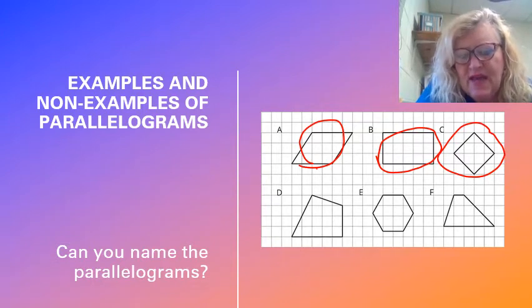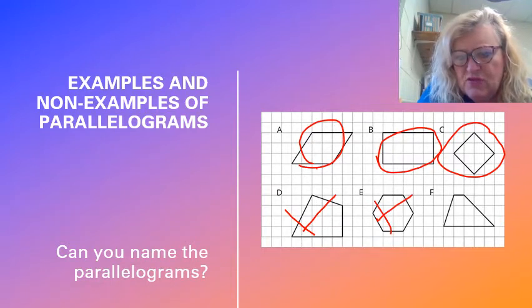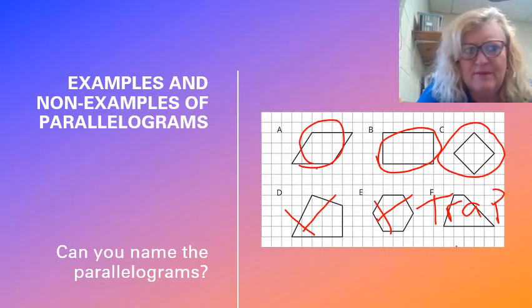Now let's look at D. D has 4 segments, but they're not opposite and parallel. It is not a parallelogram. E has 1, 2, 3, 4, 5, 6 sides. It is a hexagon. F also is a quadrilateral. It is a trapezoid because it has one set of parallel opposite sides. So it's not a parallelogram. I'm going to call it a trap for a trapezoid. And there you have it.